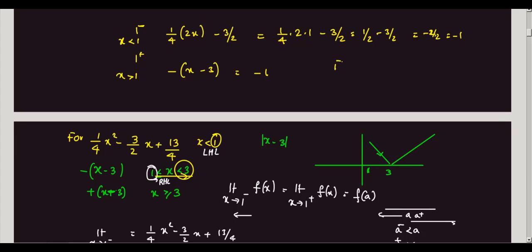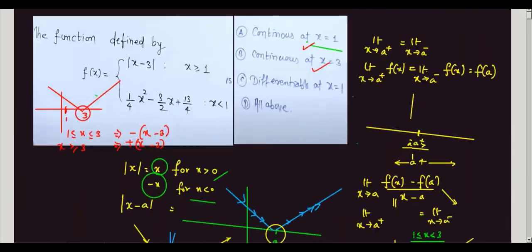So, the left-hand derivative at 1 minus is equal to the right-hand derivative at 1 plus, which is minus 1. So it is differentiable at x equal to 1. Okay? So differentiable at x equal to 1. So the answer is all of the above.